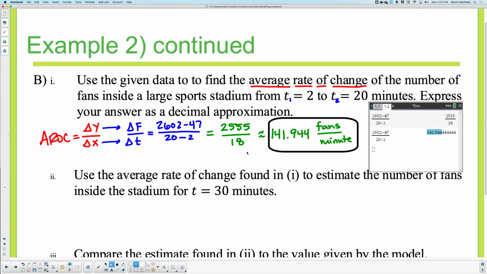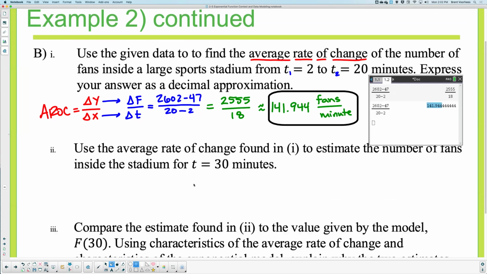Okay. Part B II. Here, using this AROC, we're going to find another value, because in part 3 we always have to compare. So we need to find a value so we can compare it to the model. That's what part 2 is going to be about.